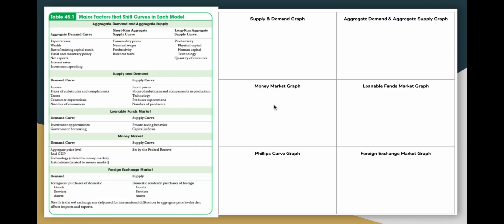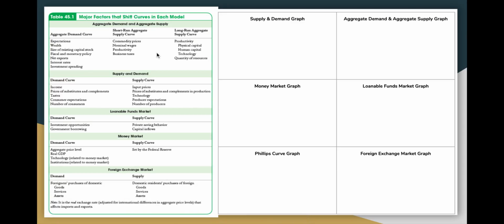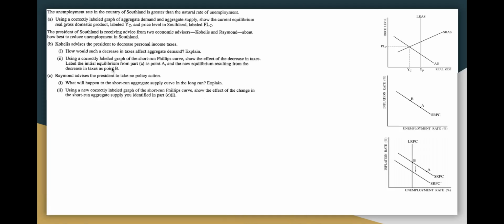So this is part of my Google Slides. These are all the different curves. You don't need to worry about the foreign exchange market. You can just pretend that it's not there. But money market, loanable funds, supply and demand, and aggregate demand and aggregate supply shifts. These talk about all the reasons why they shift. This might be a good place if you print this out, which I highly recommend that you do, and you draw some practice graphs just so that you have an understanding of what they look like.